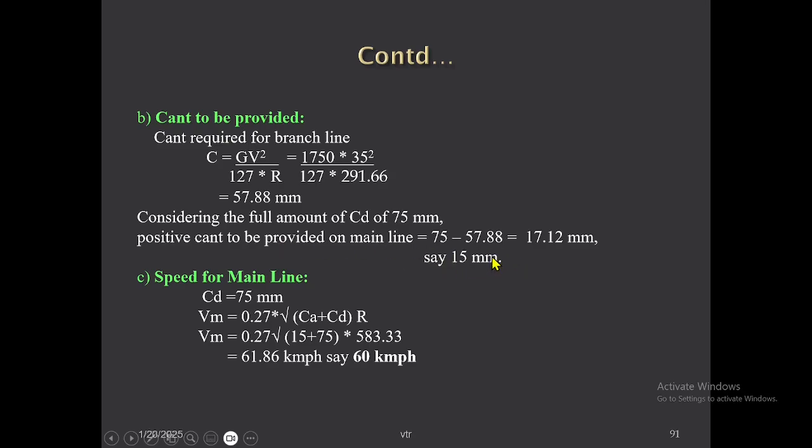So once this is your actual cant, we can permit a cant deficiency of 75 mm, and further we can find out the speed permitted. So cant deficiency permitted is 75 mm, using the relation 0.27 root of (CA plus CD) into R. So cant actual is 15 plus 75 cant deficiency, and the radius of the main line curve, you take here the main line radius, because we are finding out the speed required for the main line, 583.33, and it comes to 61.86 kmph. So say 60 kmph. This is the speed restriction on the main line because of the contraflexure. Okay.